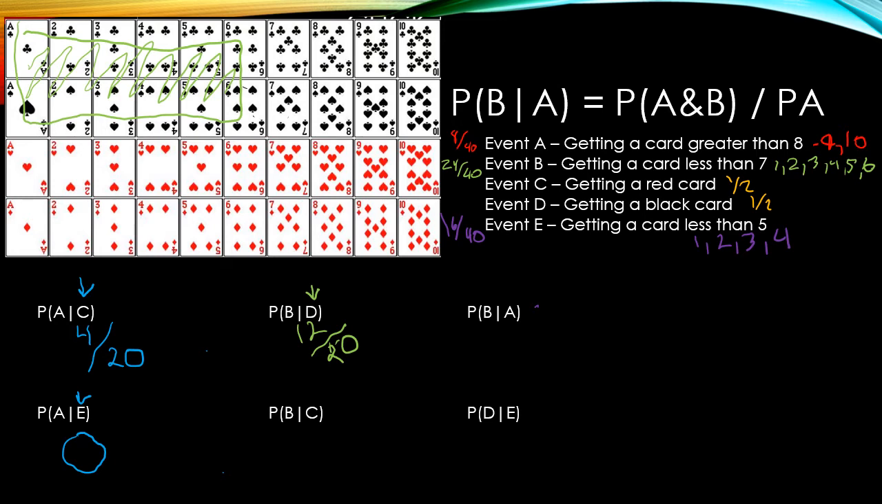Now our probability of B given C. Our C is getting a red card, and it's the same probability for B, and we're going to have the same numerator and same denominator, so 12 out of 20.